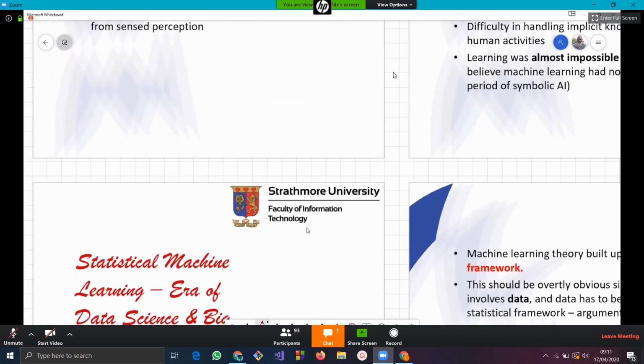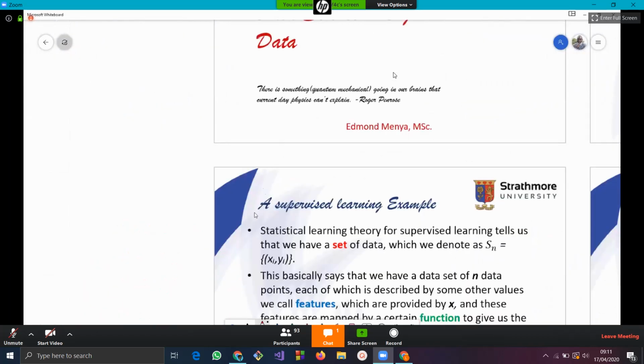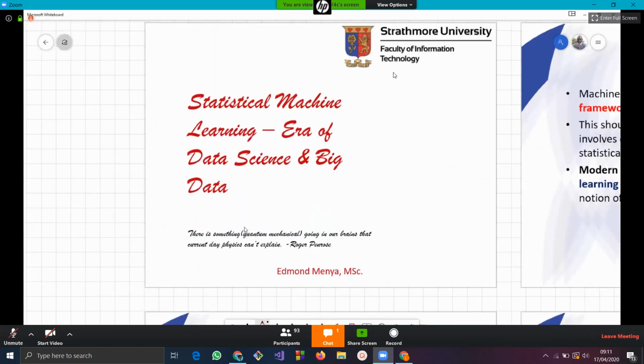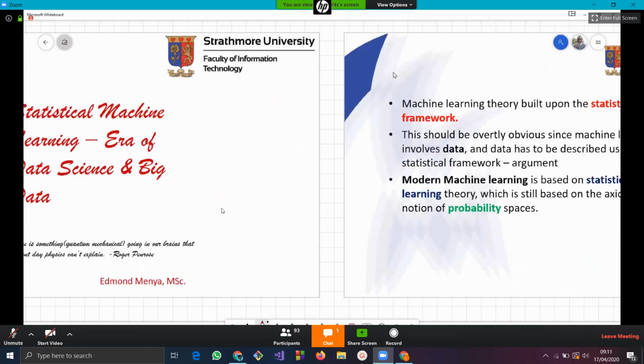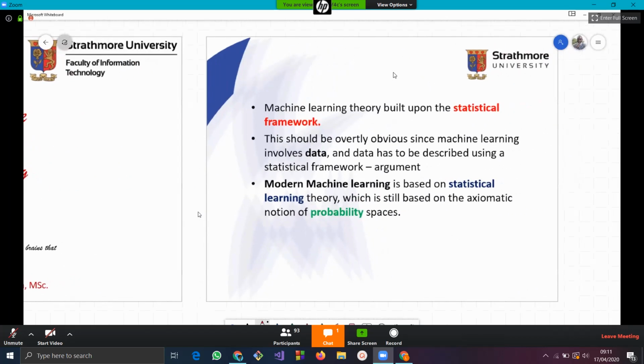Now it's time to go to modern day AI, which is now called statistical machine learning. It's the area of data science and big data. That's the current period we are in. And this is what we are going to study a lot. Statistical machine learning. So what is statistical machine learning? Very fast, you can look at this slide. Machine learning theory built upon statistical framework. And this is going to be our model throughout the rest of the course.